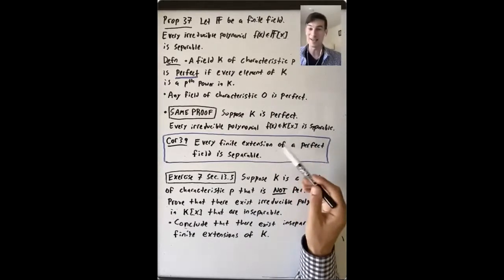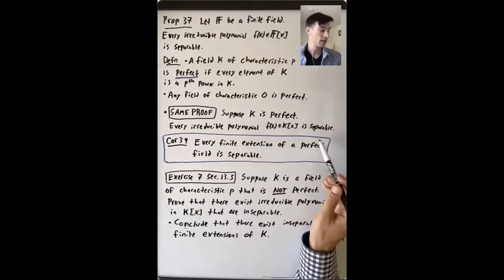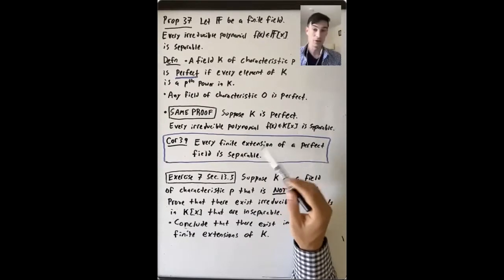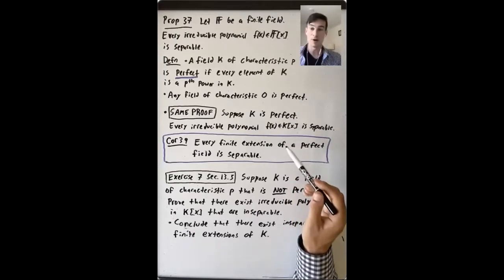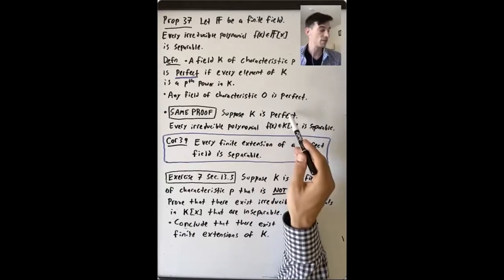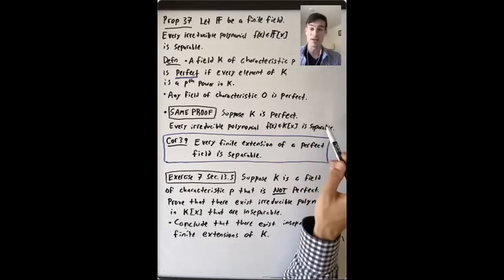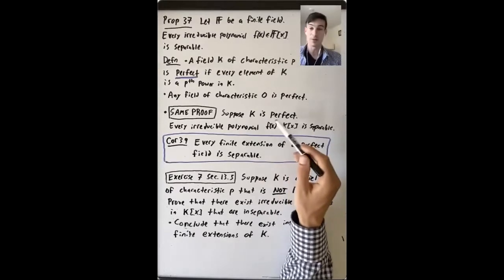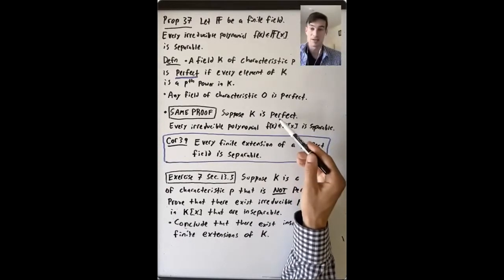So Corollary 39 really says that every finite extension of a perfect field is separable. So this includes every finite extension of a finite field is separable, and every finite extension of a field of characteristic 0 is separable. Okay, so at this point, you might wonder, we have these results that look like, suppose you have some kind of field, then every irreducible polynomial in the polynomial ring over that field is separable. We've proven that's true for perfect fields, but maybe there's some even bigger class of fields out there for which you can prove a statement like this is true.